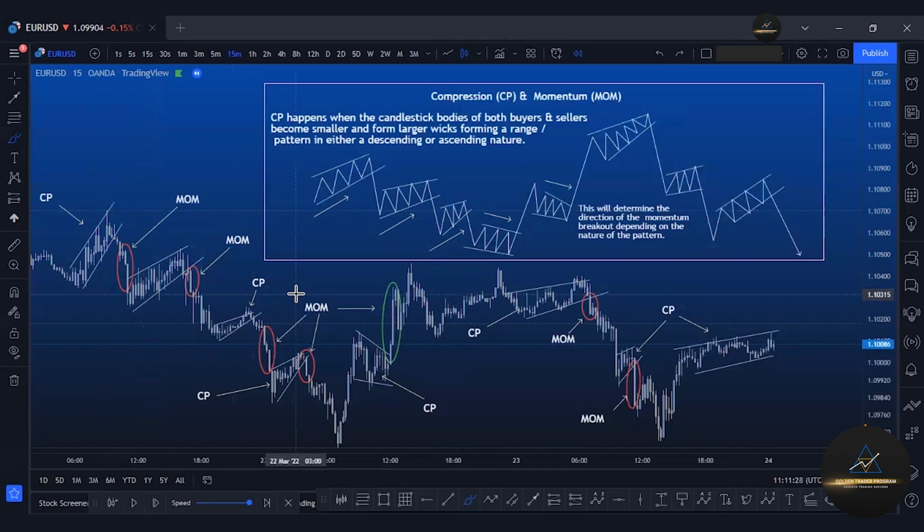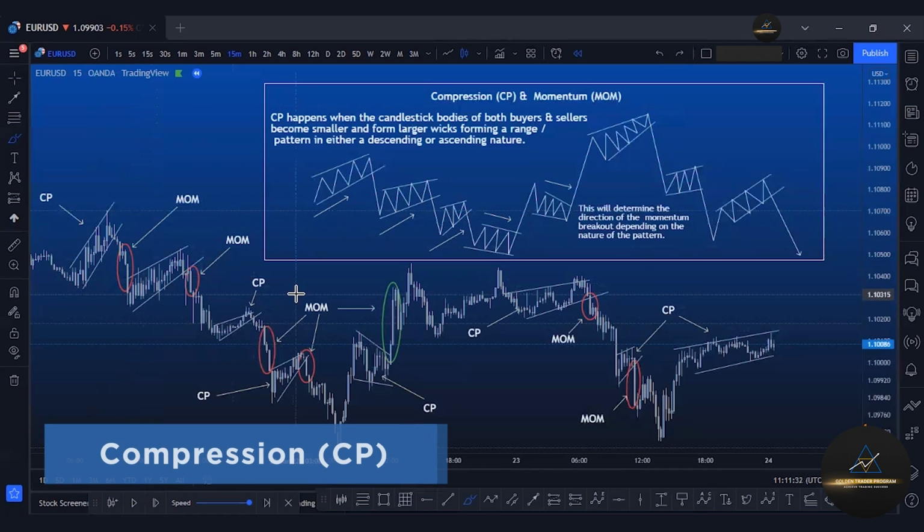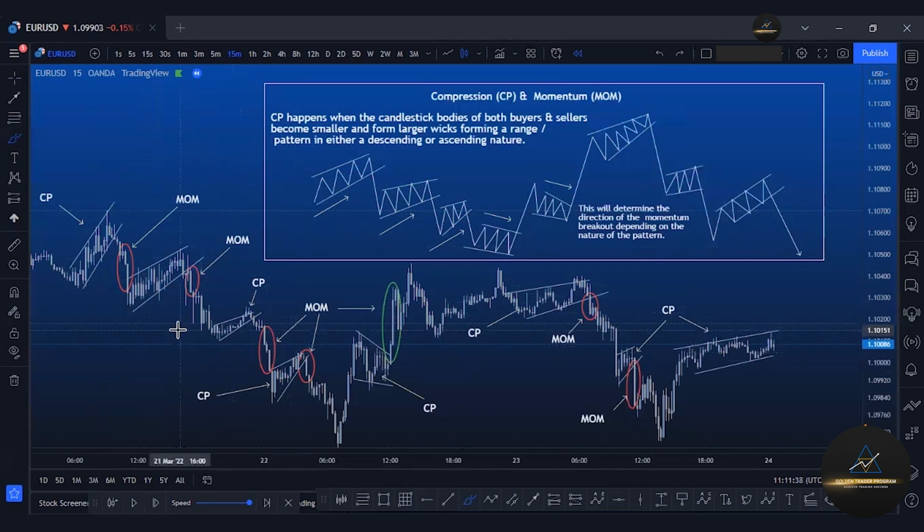Compression, CP, and momentum. So what is compression? Initially, compression is just price squeezing, forming some form of a pattern, whether it's descending or ascending. And what you need to note is the candlesticks, the bodies of the candlesticks within the pattern are becoming smaller and the wicks are becoming more visible. So in this example here, to the left, look at the bodies of the candlesticks. They're extremely small and the wicks are just a lot larger.